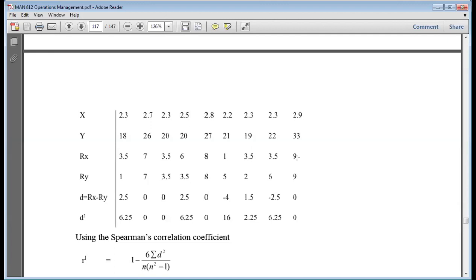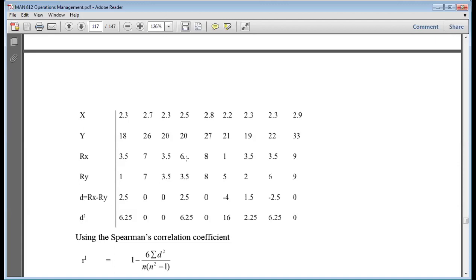The next one, the highest again is 2.8. You rank it as 8. The next one that is highest again is 2.7. You rank it at 7. Have you seen it? The next one is 2.5. The 2.5, you rank it at 6. Have you seen it?